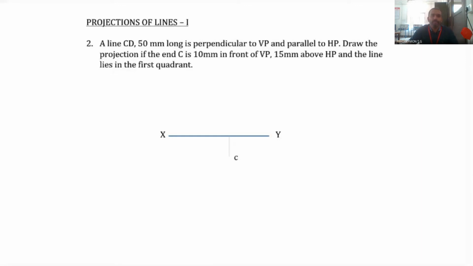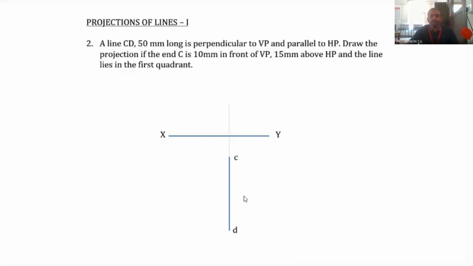So point C is marked 10 millimeter in front of or below the XY line. Since the point C is in front of VP, 10 millimeter in front of VP, we have to mark the top view of point C, that is small letter c, 10 millimeter below the XY line. And then extend that particular projector to 50 millimeter. So this is point D. So CD, that is the top view, is obtained.